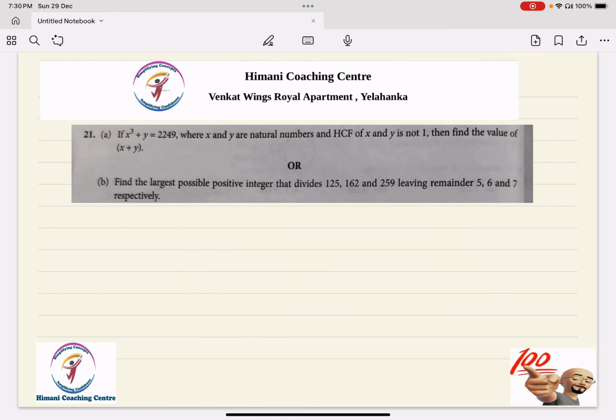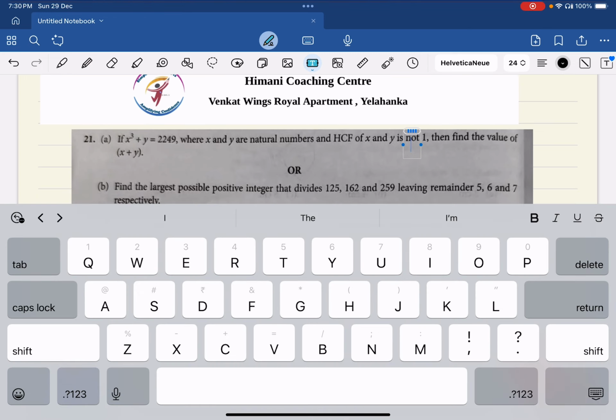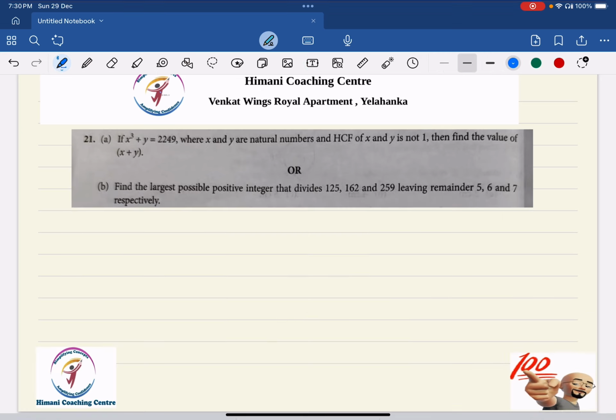So the first question is: if x cube plus y equals 2249, where x and y are natural numbers and HCF of x and y is not 1. Okay. So we are given the HCF is not 1. It could be anything, but not 1. And then we have to find the value of x plus y.